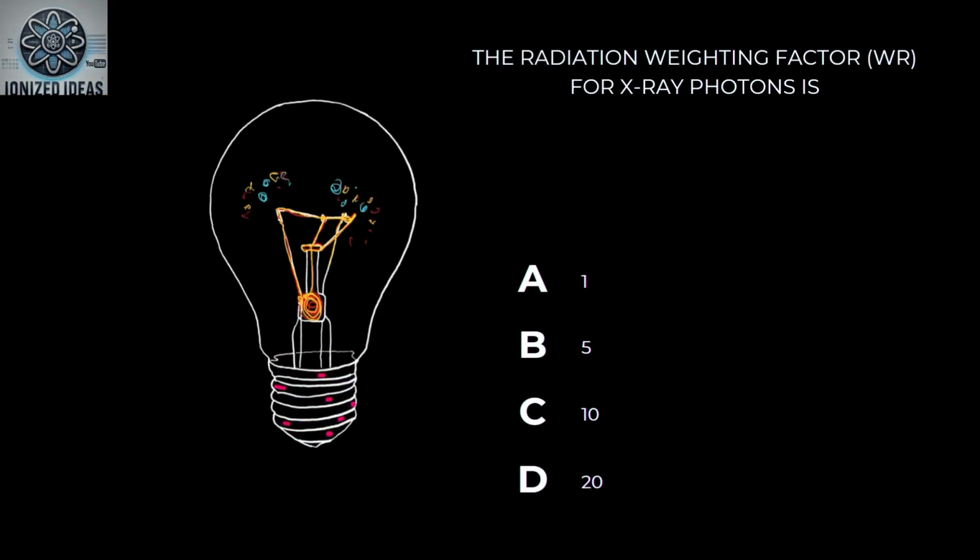The radiation weighting factor, WR, for X-ray photons is A. 1, B. 5, C. 10, D. 20.